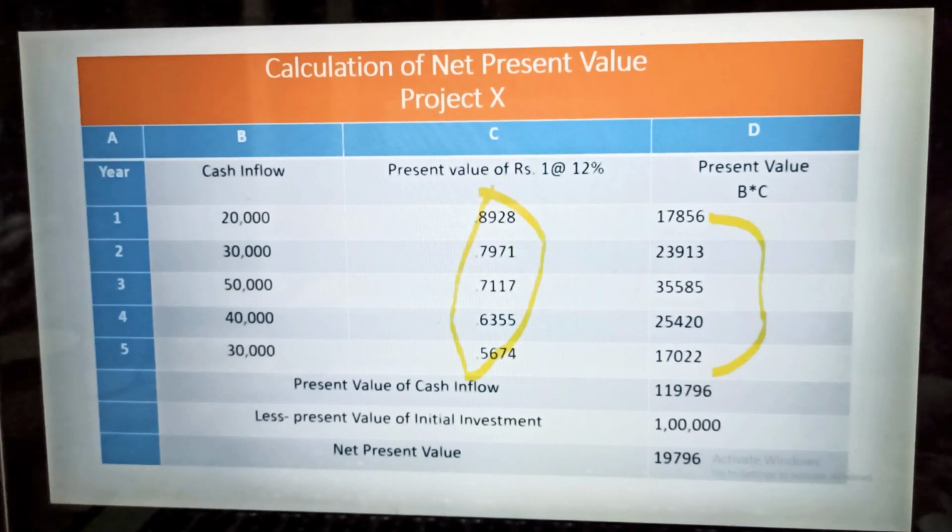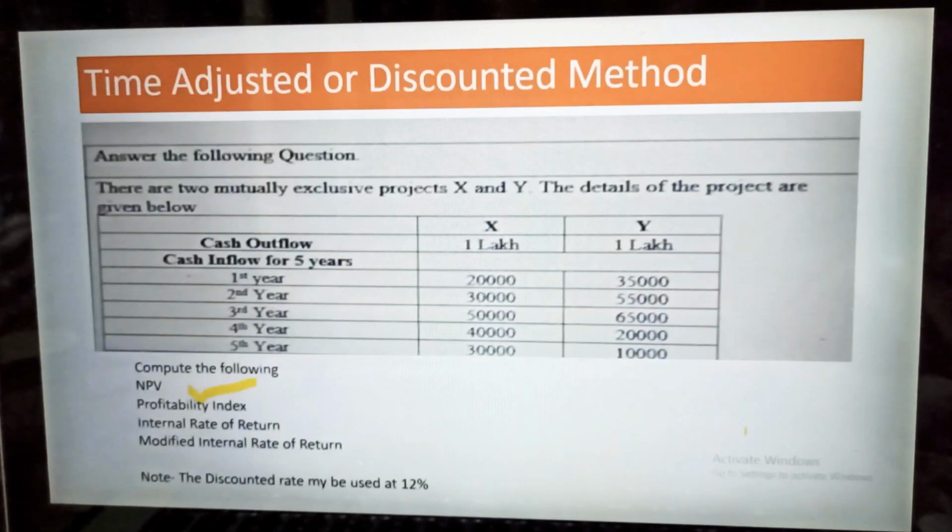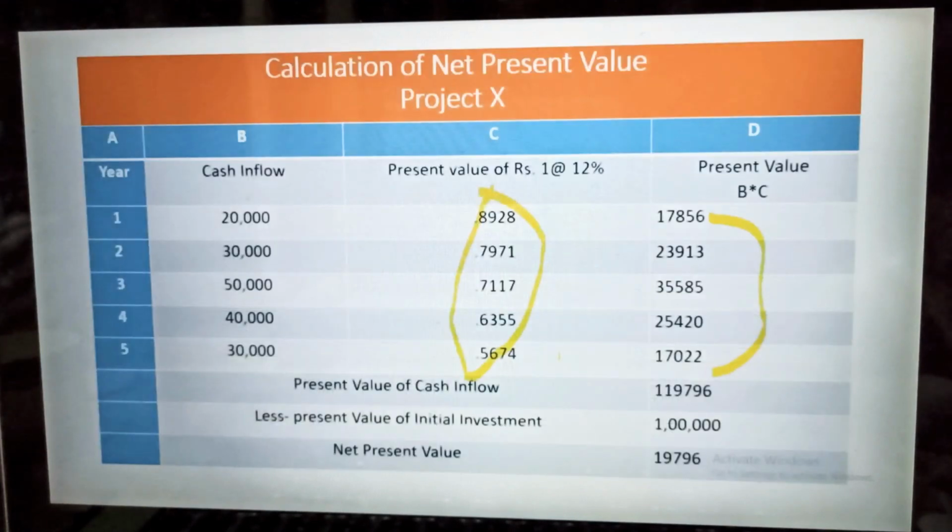and you will find 1,19,796. You can see here that present value of cash inflow would be 1,19,796 rupees. Then the next step, after summing up, would be to subtract the present value of initial investment. So present value of initial investment is 1 lakh, it is given in the question, this 1 lakh you have to subtract.